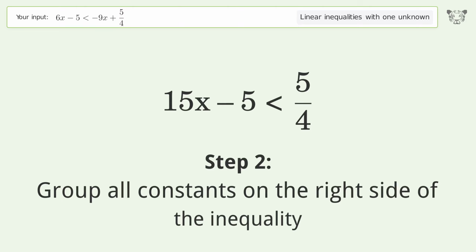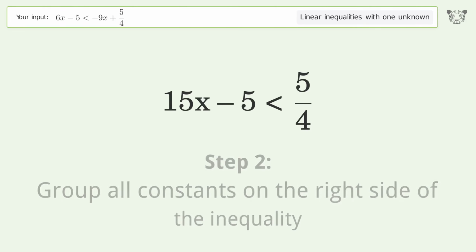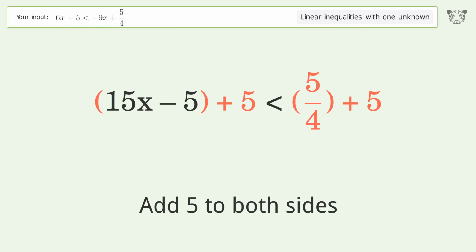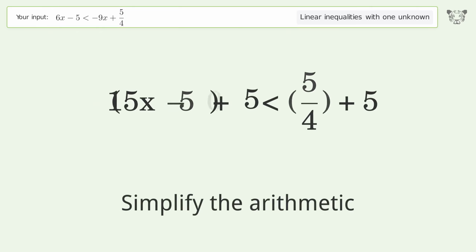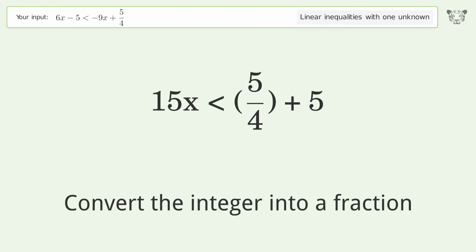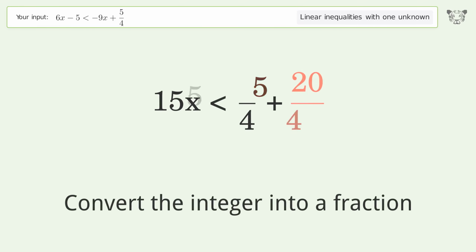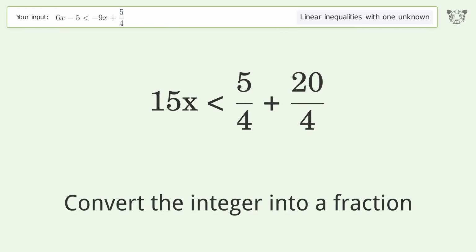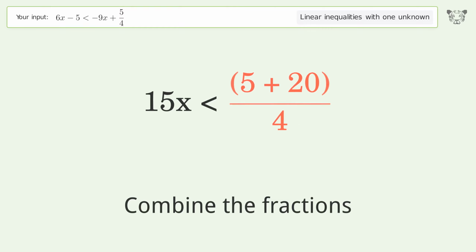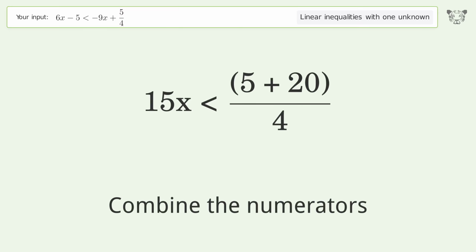Group all constants on the right side of the inequality. Add 5 to both sides. Simplify the arithmetic. Convert the integer into a fraction. Combine the fractions. Combine the numerators.